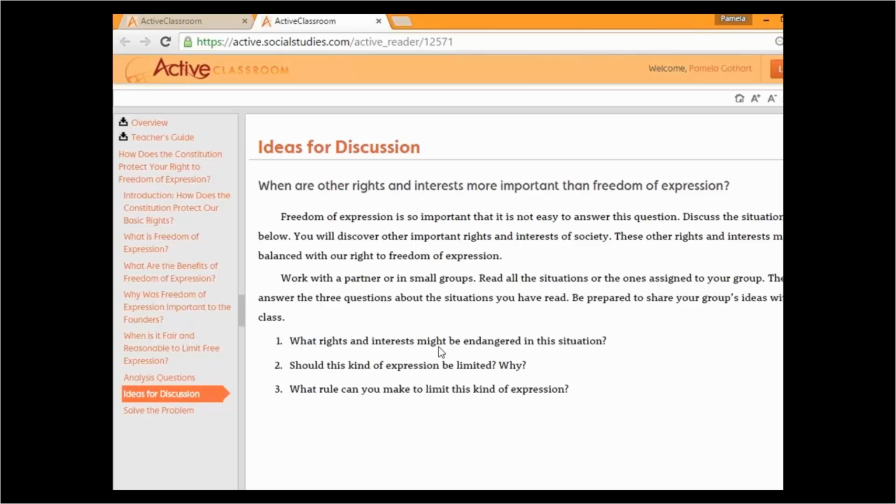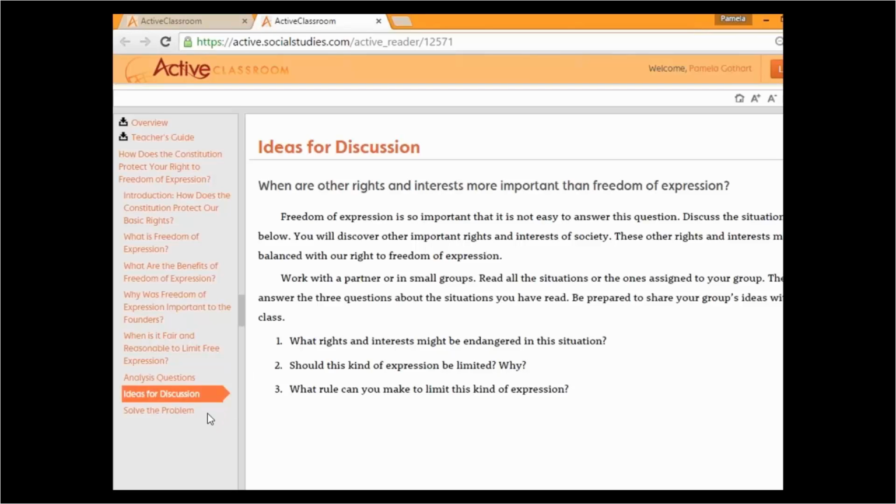What rights and interests might be endangered in this situation? Should this kind of expression be limited? So we're looking at what this is talking about here. What rule can you make to limit this kind of expression? So we're looking at ideas for discussion that are at this 5th grade reading level.